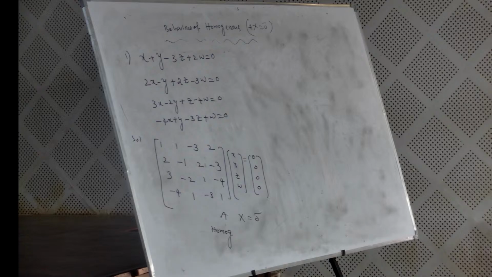What is the next thing? We must be able to determine the rank of a matrix. Reduce it into echelon form. Use the row operations. Find the rank of the matrix.